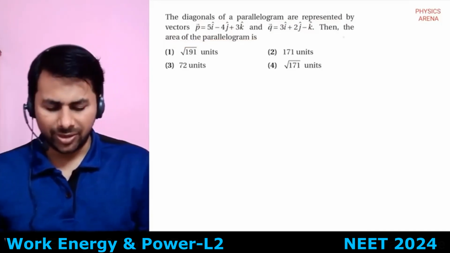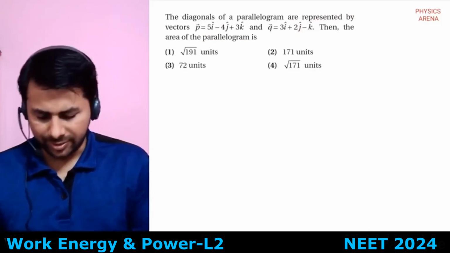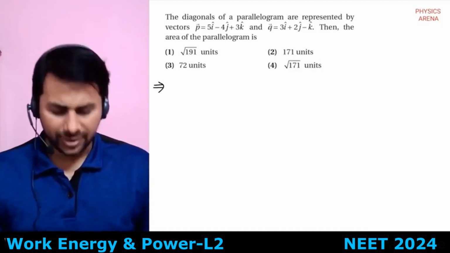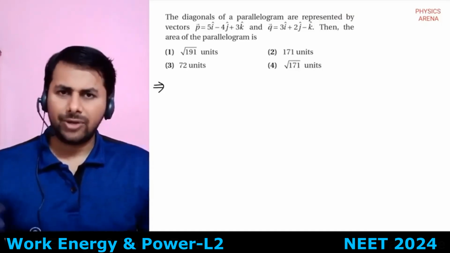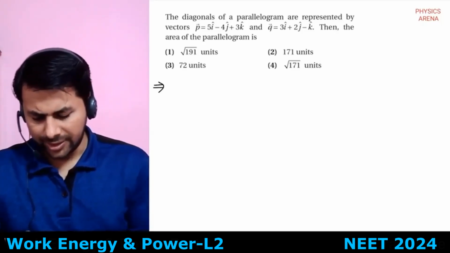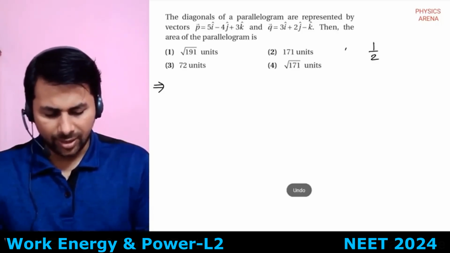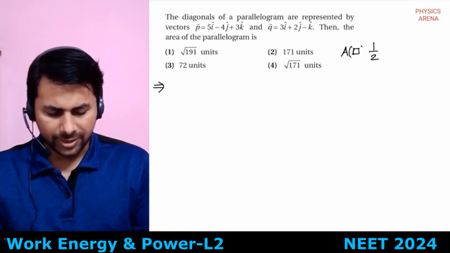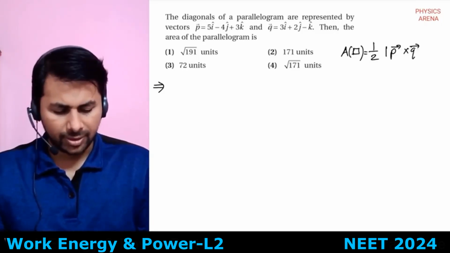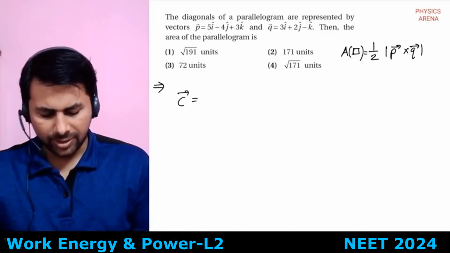So most probably there will not be a question based upon diagonals. Sides can be there. Just for the sake of completeness, we have seen this thing also. So if you have diagonals, the area of the parallelogram will be just half of the magnitude of the vector product of the diagonals. So once again, you have to find out the same thing.